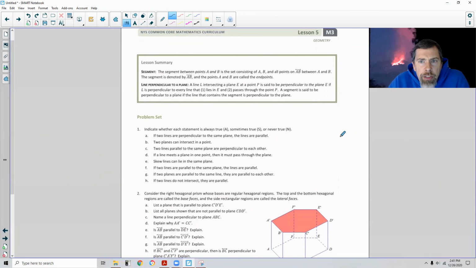Okay, page 6 brings us to the end of lesson 5, getting into three-dimensional figures here. Review the lesson summary that defines segment and line perpendicular to a plane, and go do your problem set.